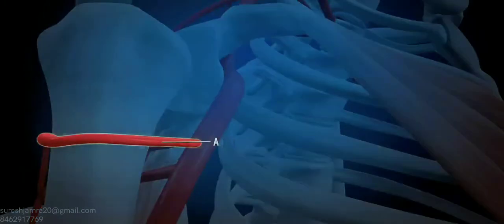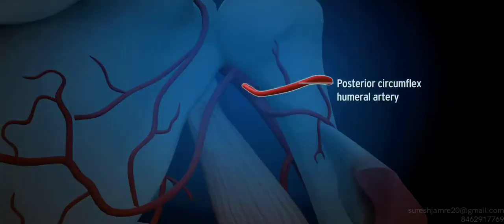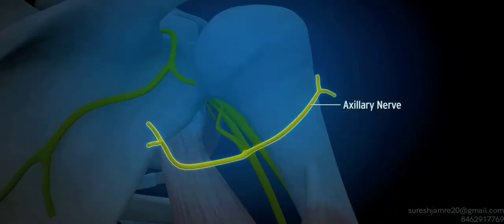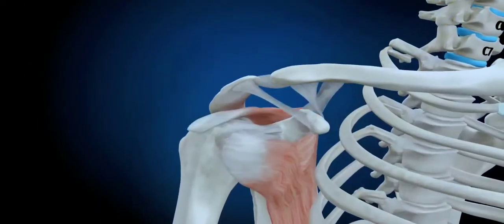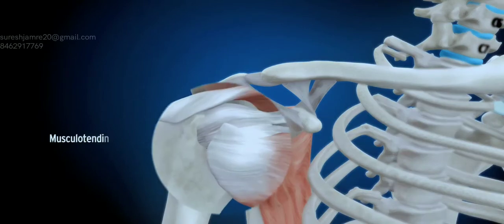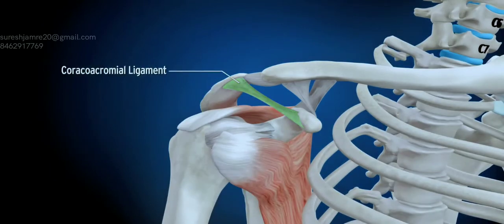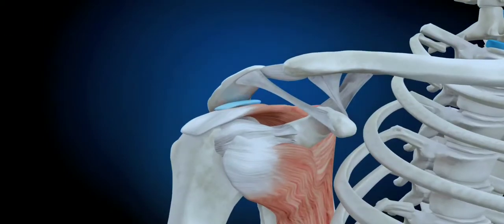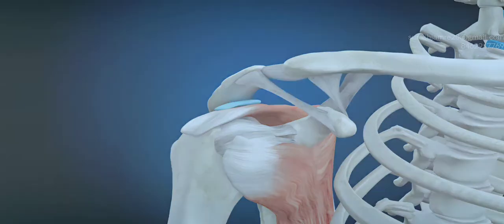Vessels. Anterior circumflex humeral. Posterior circumflex humeral. Nerve. Axillary nerve along the surgical neck of humerus. Joints and ligaments. Musculotendinous cuff of the shoulder joint, thoracoacromial ligament. Bursae. All bursae around the shoulder joint, including the subacromial or subdeltoid bursa.